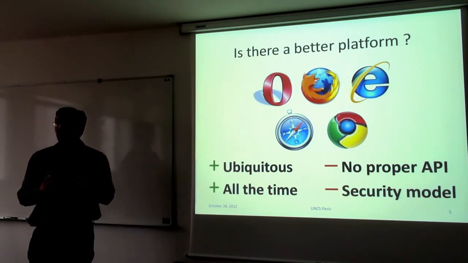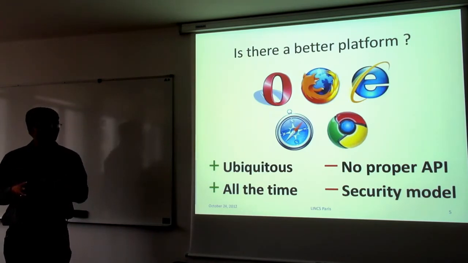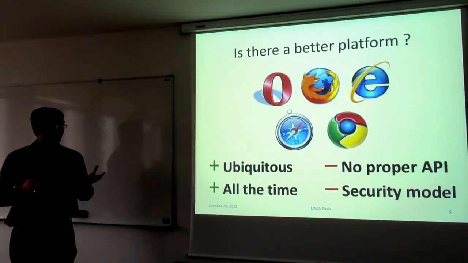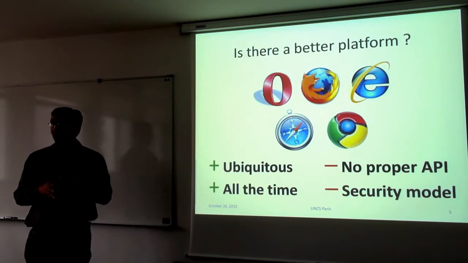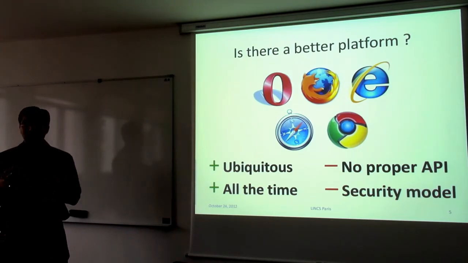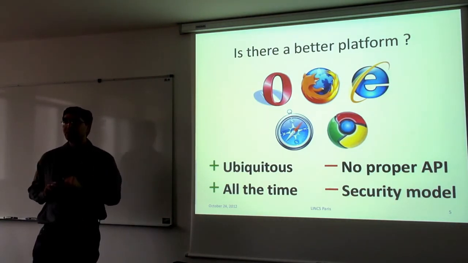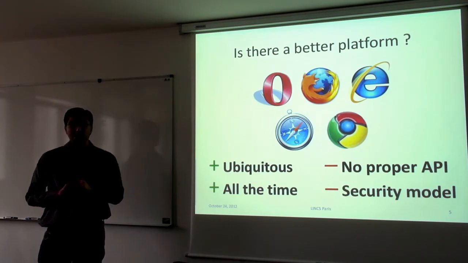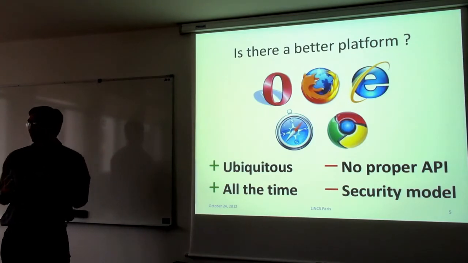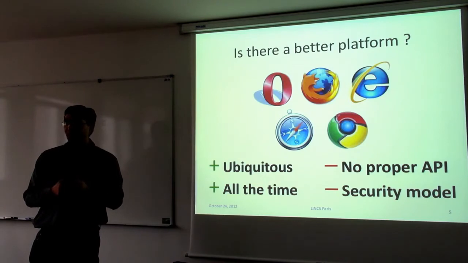First, the web browser is ubiquitous. It's available on devices of all form factors now. And secondly, it's one of the most popular programs ever, and therefore it's available all the time. But the web browser was not originally designed with end host measurements in mind, and therefore there is no real measurement API within the web browser as of today. And also the current security model does not protect the end host from security sensitive measurements that might be performed on the client.